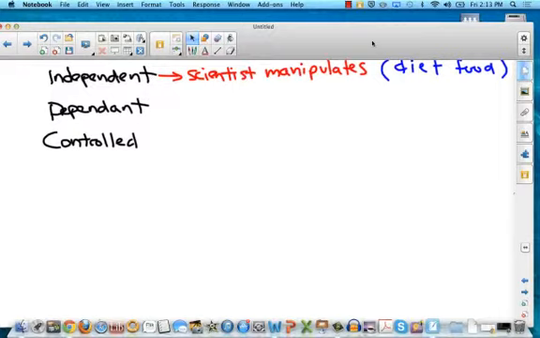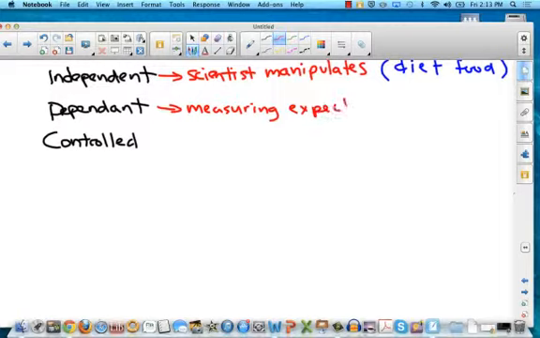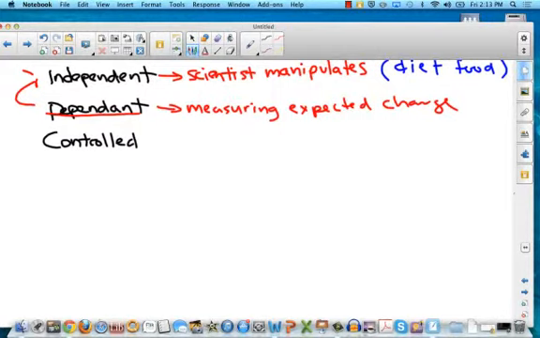Okay, so we've got the diet dog food as the independent variable. The dependent variable is going to be what we measure. We're measuring an expected change. So the dependent variable is dependent upon the independent variable, and that shouldn't surprise us. That's what we call it, the dependent variable. In our example here, it would be the dog's weight.